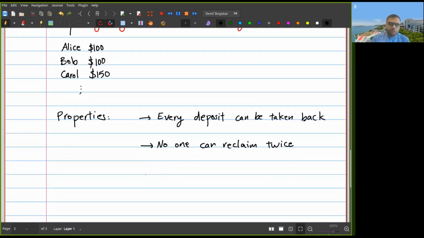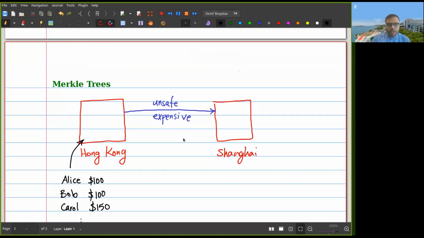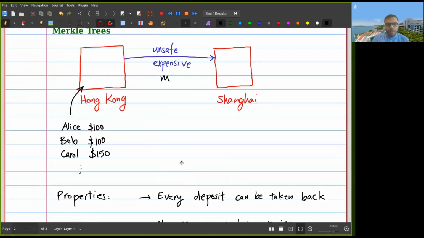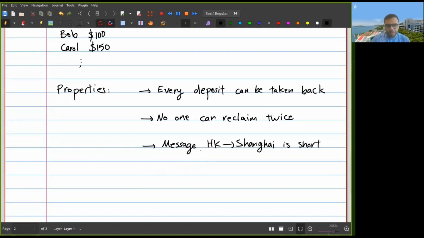Of course, I want to make sure that the message that goes from one branch, Hong Kong, to the other branch is really short. That's the other thing. Let's say I give this message a name. So let's say I call this message M. I want M to be short.